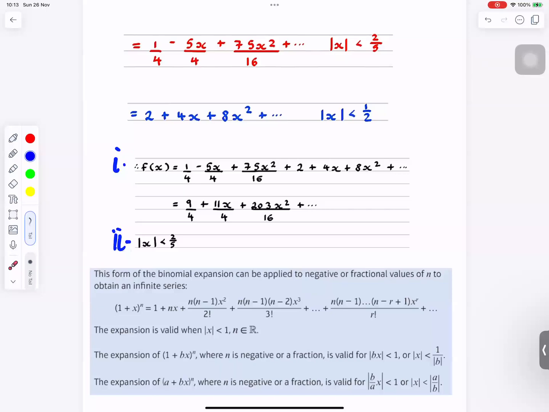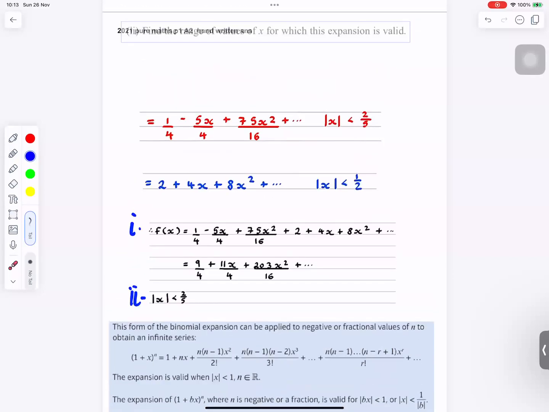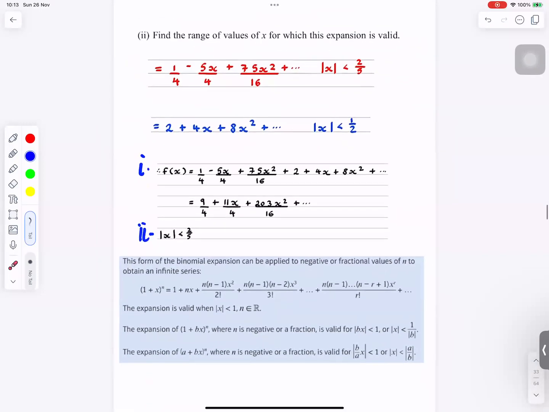So for the part that says find the range of values for which the expansion is valid, we need to find a range where each expansion is valid. So what we want to do now is look at the first one. It is valid for, we're using this expression there, this one to work it out. It's valid for absolute value of x is less than a over b. So we're using this one. That's a there, that's b.